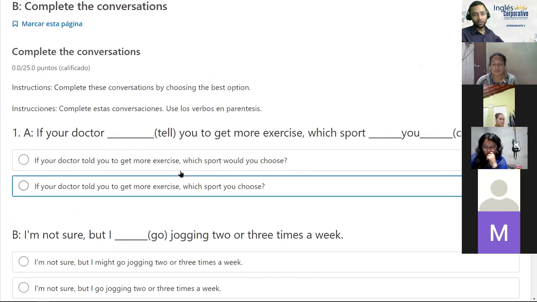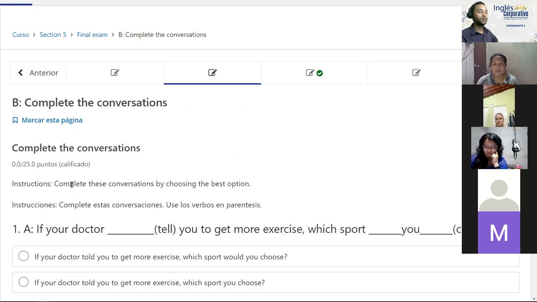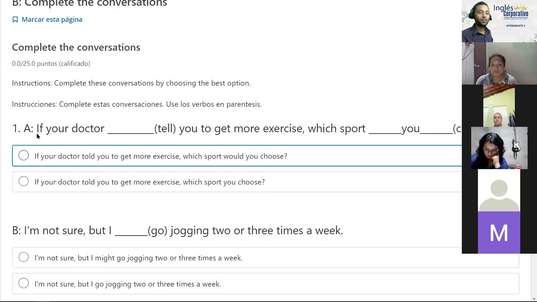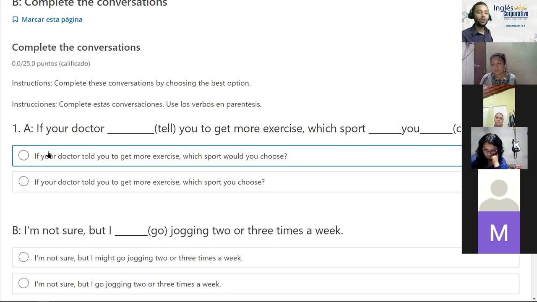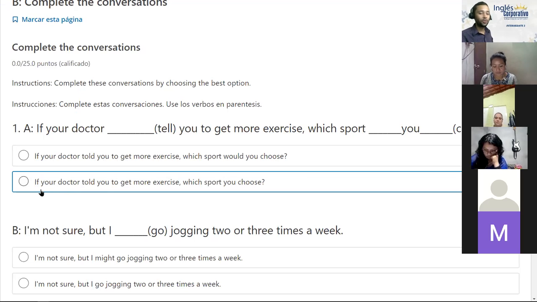It's the complete-the-conversations section. The instructions: complete these conversations by choosing the best option. In Spanish, complete estas conversaciones, use los verbos en paréntesis. So letter A: if your doctor told you to get more exercise, which sport will you choose? Or: if your doctor told you to get more exercise, which sport you choose? There is only one version that is correct.